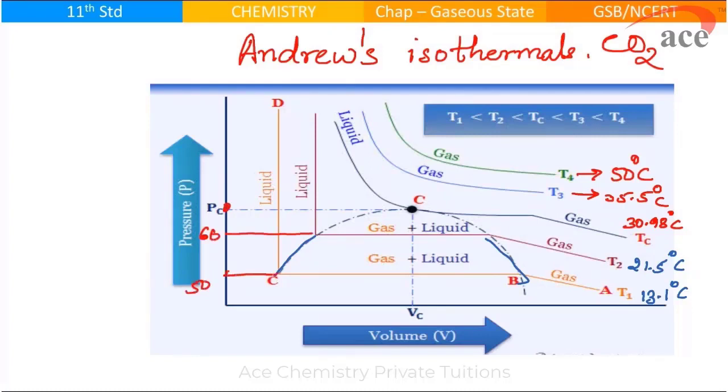Okay, you should have an idea that at critical it's becoming liquid. Below critical there is equilibrium. To the left side is liquid, to the right side is gas. This is the Andrews isotherm for CO2. Okay. You have to learn all these things by heart. Tc is 30.98. Clear?